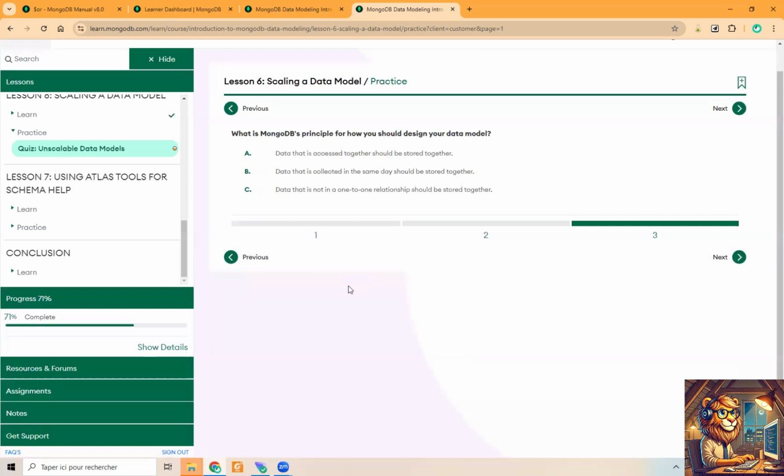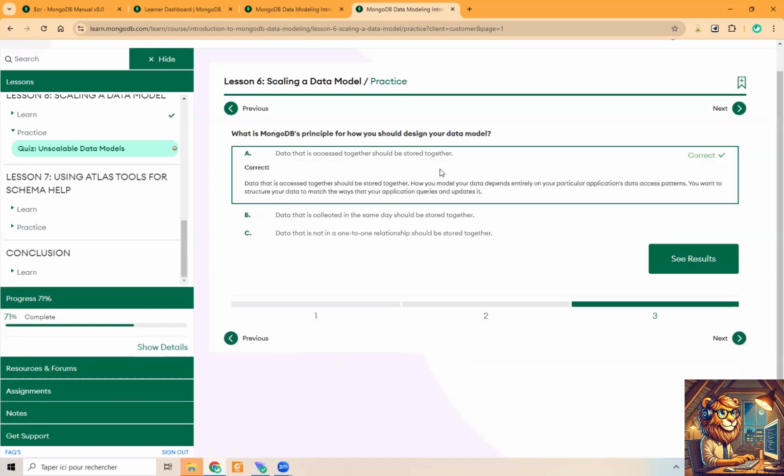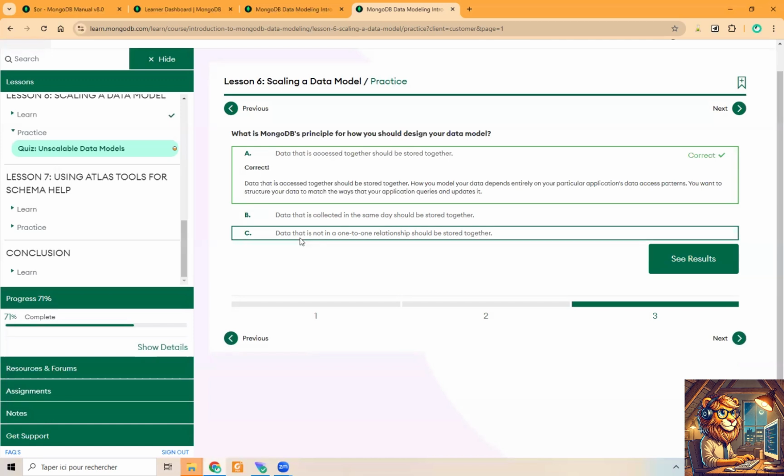Okay, what is MongoDB's principle for how you should design your data model? Data that is accessed together should be stored together. So that's a good way of remembering things. Data that is collected in the same day should be stored together. It has nothing to do with it. Data that is not in a one-to-one relationship should be stored together. So if it's not in a one-to-one relationship, probably we need to store it together. So I think anyway, A is true.